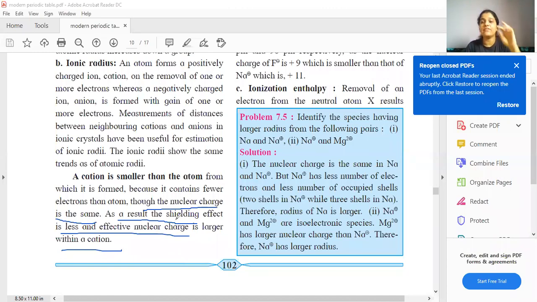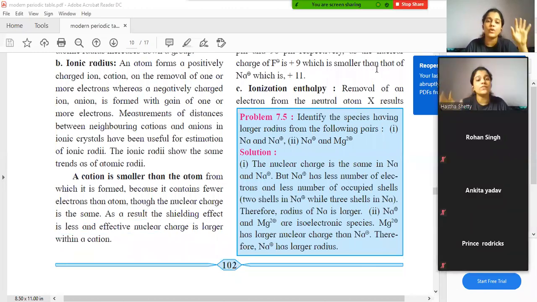So try to relate. See, when you all compare an atom and its cation, both of them have the same nuclear charge, but obviously the cation has fewer electrons as compared to the original atom. So compared to the shielding effect in the original atom, the shielding effect in its cation will be less because electrons are left. Shielding effect is less, meaning effective nuclear charge is more. The nucleus can pull the electrons more effectively. Okay, fine. This is what was for cation.